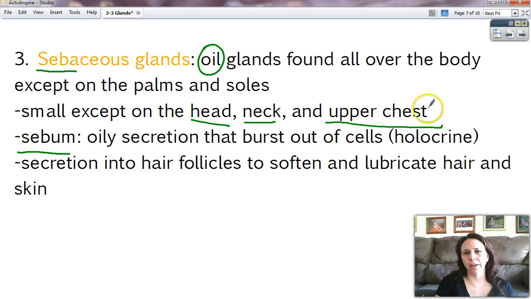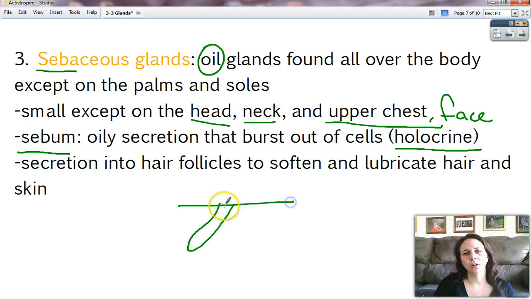It didn't say face, but face, I mean, we all know we have oily faces, so we know they're there. Okay, sebum is the oily secretion that bursts out of the cell. It's the fact that it bursts makes it a holocrine cell. And the secretion, since it's attached to the hair follicle, if here's the hair, there's the gland, and so it'll secrete directly on the hair, and that makes it nice and lubricated.